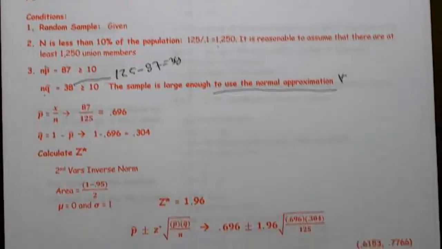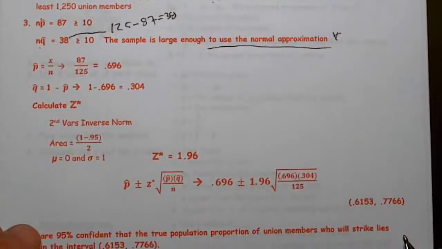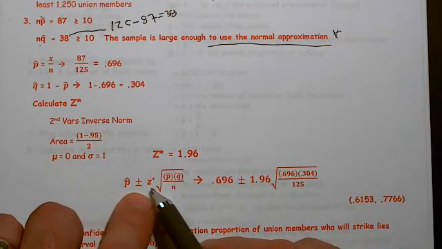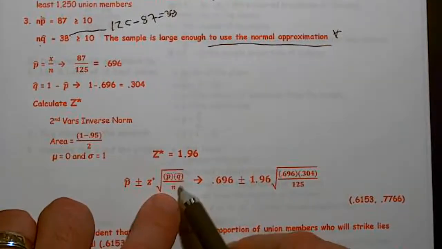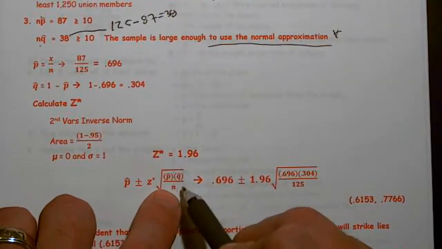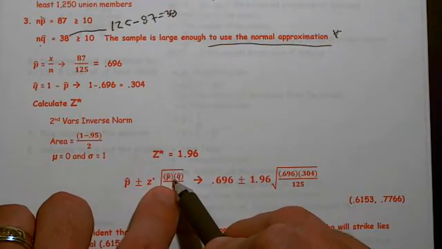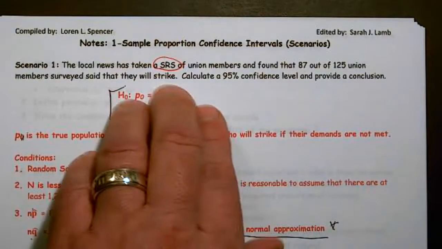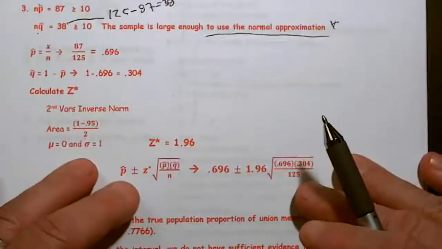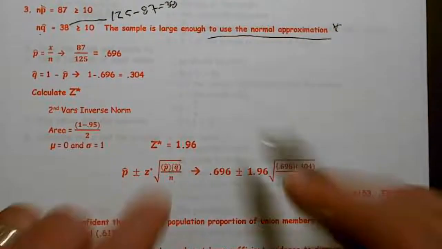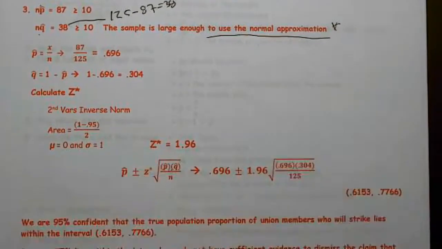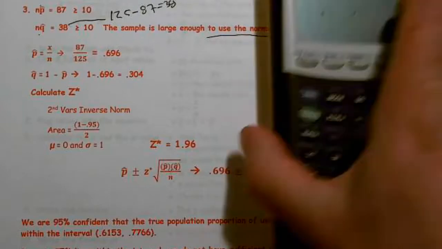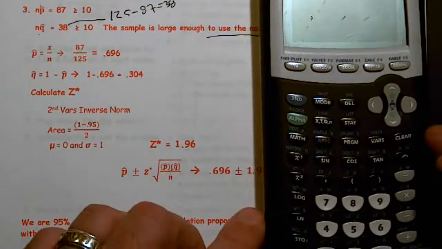All right, so we're going to go ahead and write our formula. p hat plus or minus Z star times the square root of p hat, q hat over n. Make sure you have your hats in there because we are using the sample, because we don't have a claim. There's nowhere up here where they say that it's 75%. There is no claim, so we have to use the sample. We will always use the sample data for confidence intervals.